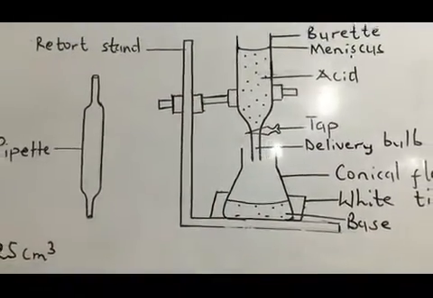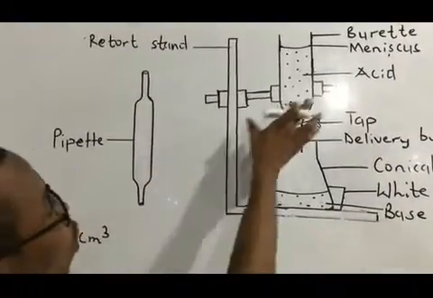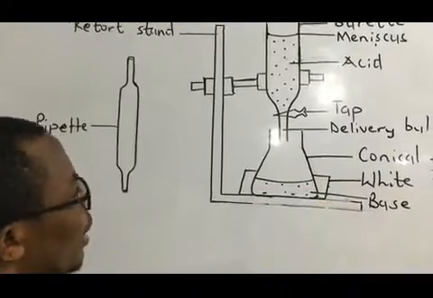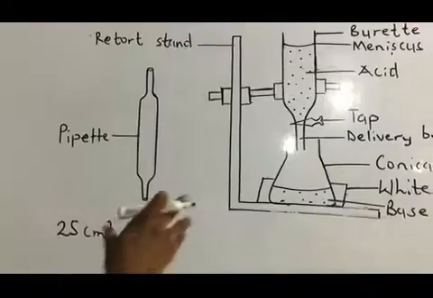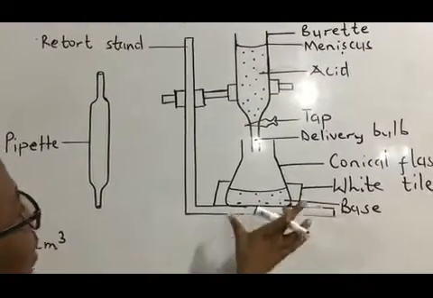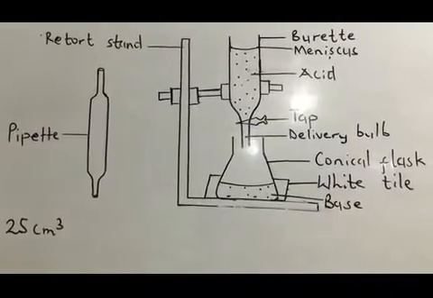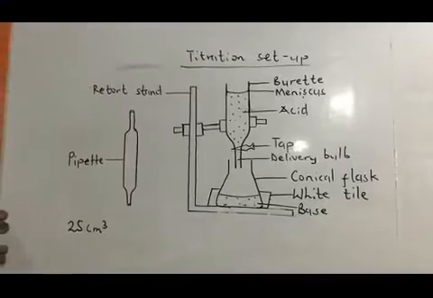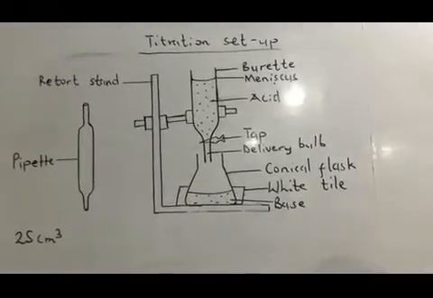So what is the function of the retort stand and the clamp? It is to hold the burette firmly in position and also to give support to the conical flask. So that's the function of the retort stand and the clamp. It holds the burette firmly in position and also gives support to the conical flask. So these are some of the labeled parts of an acid-base titration setup.